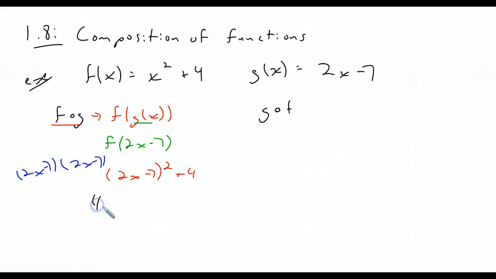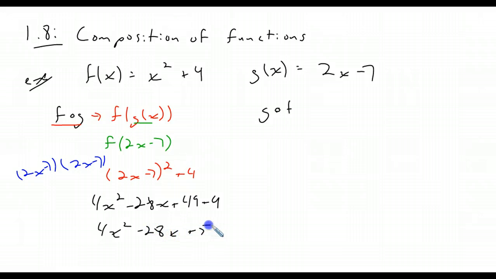So this will come out as 4x squared minus 28x plus 49 plus 4. And then just combine like terms. So 4x squared minus 28x plus 53.